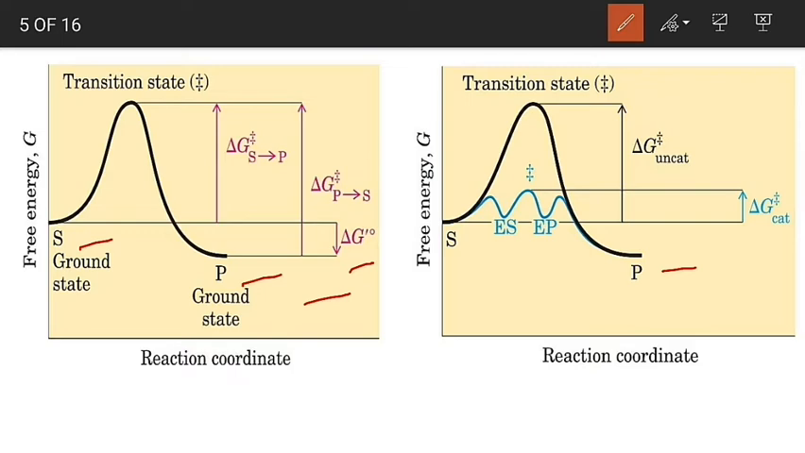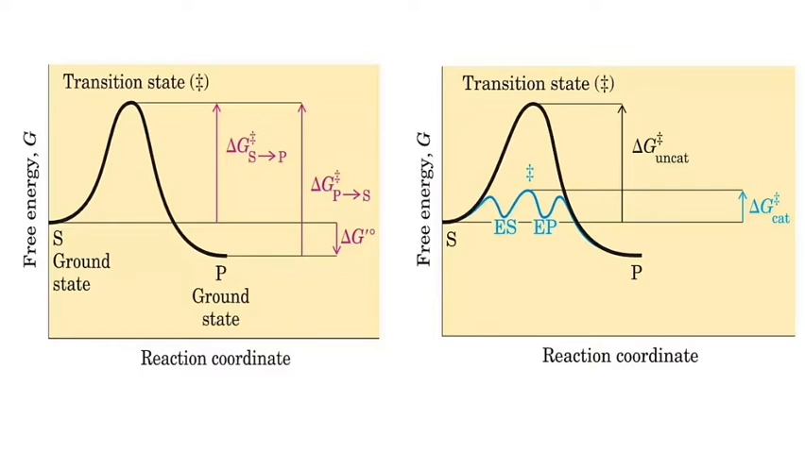Now, if we take the difference between the ground state of the product and the ground state of the reactant, and the value is negative, that is, if the del G value is negative, then the reaction is exergonic in nature and it will liberate some free energy and the reaction will go on spontaneously.